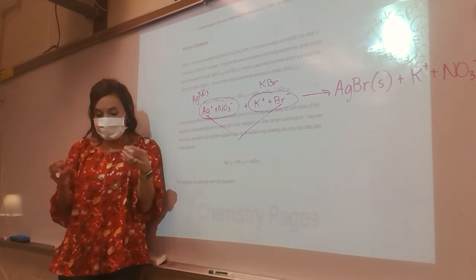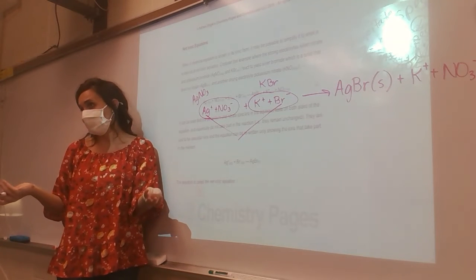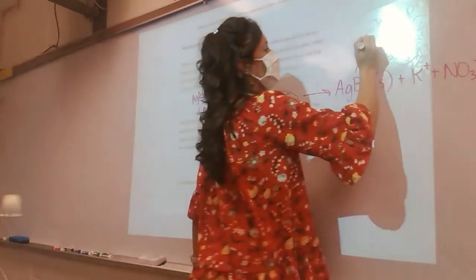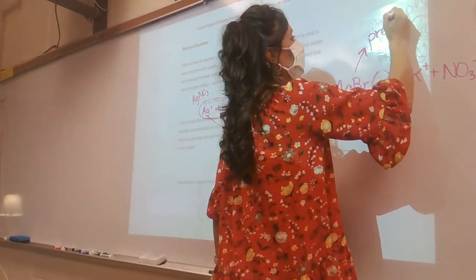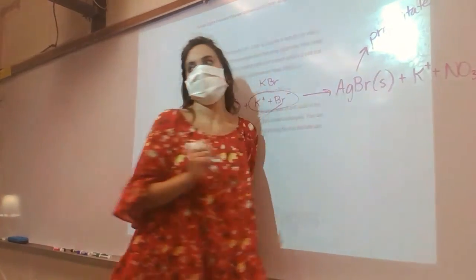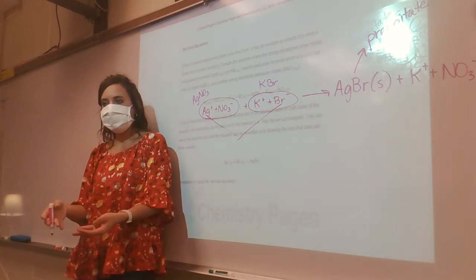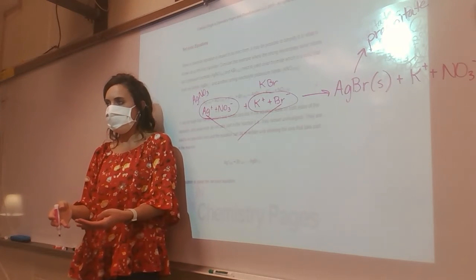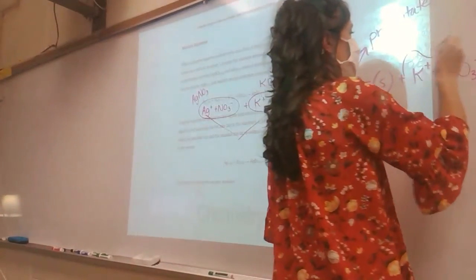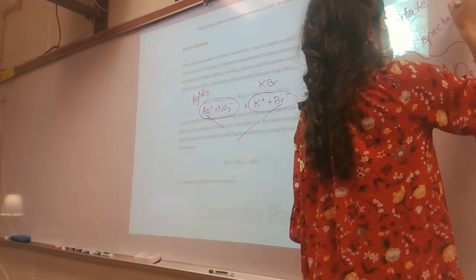Because those are a strong electrolyte. They are always soluble whenever they're in solution. We'll talk more about the rules later. This solid is called a precipitate. When you mix two liquids together and form a solid, that's a precipitate. And these two are called spectator ions.